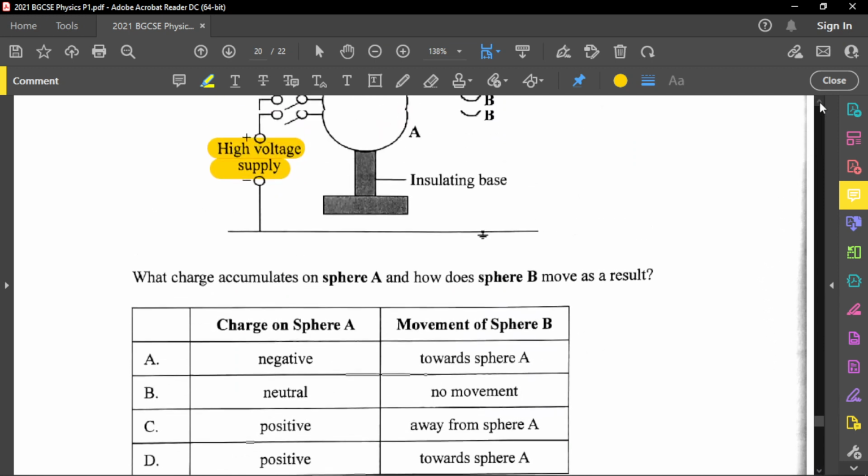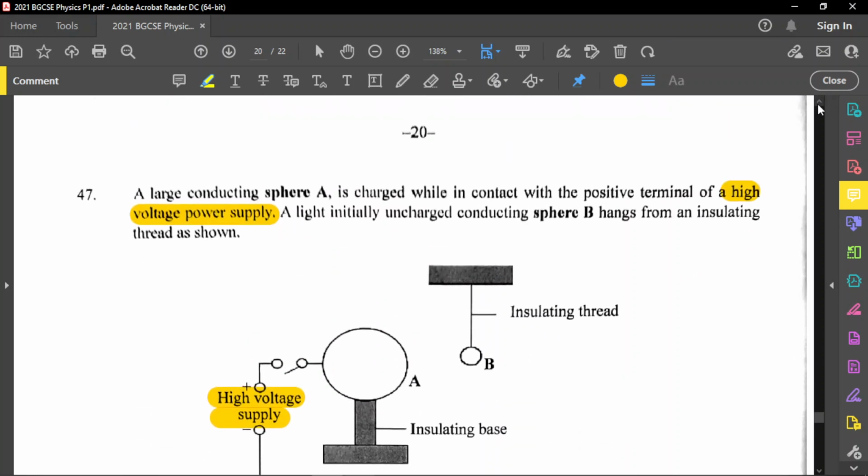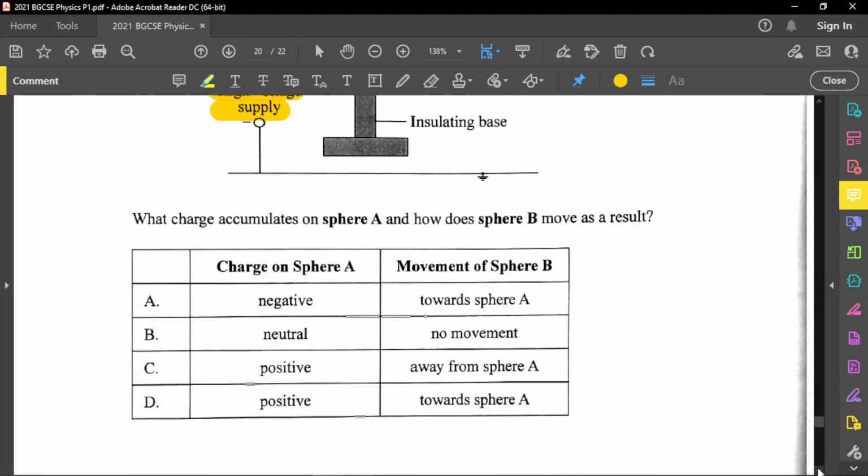And if it's neutral, and B is also neutral, because it's stated in the question that sphere B is uncharged. So if A is uncharged because of the high voltage, the total charge in it will be 0, and B is also uncharged, then none of them will move towards each other. So therefore, a neutral charge means no movement. So B will be our correct answer.